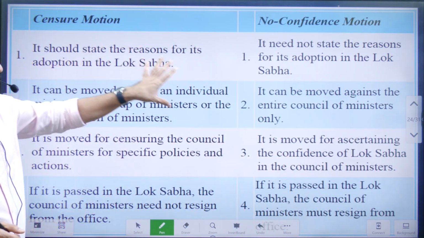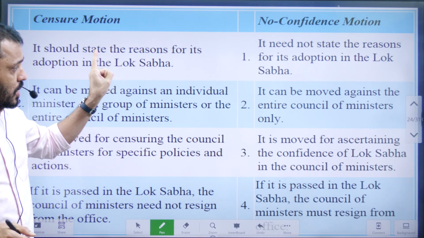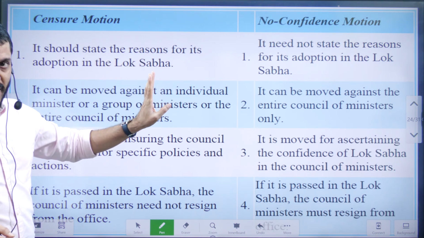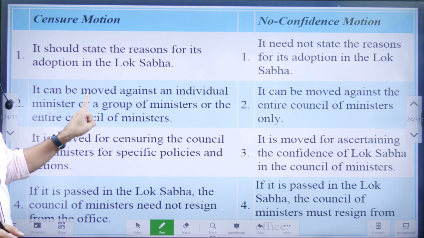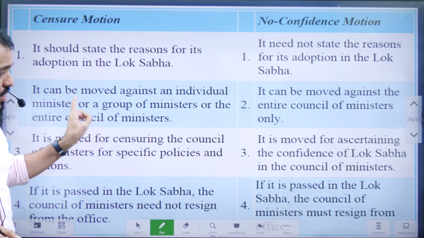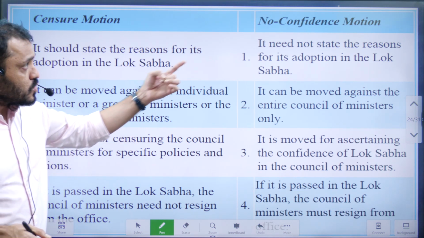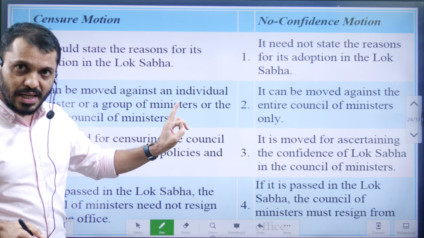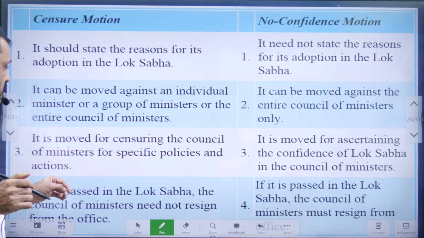Here, censure motion, no confidence motion. Censure motion, the reason has to be mentioned. Reason is not required for no confidence motion. And censure motion can be against a single minister or a group of ministers. Whereas no confidence motion can be introduced only against the entire council of ministers.